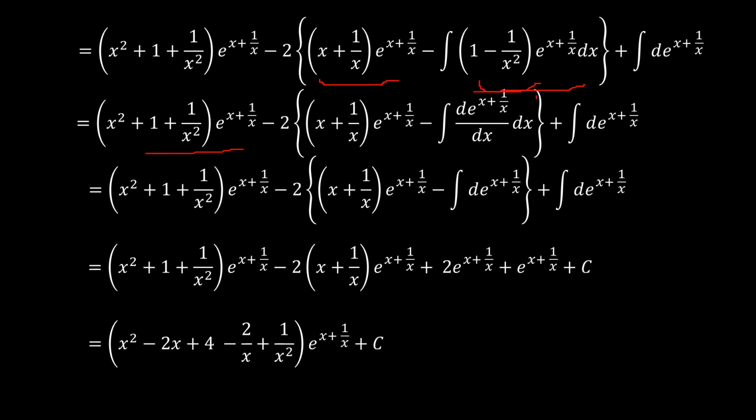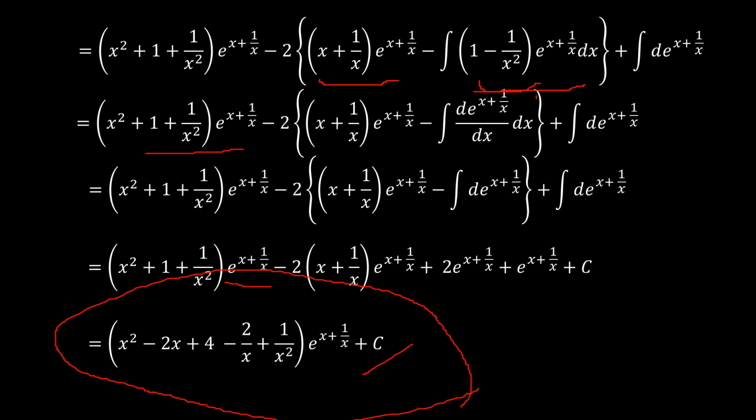Plus 1 plus 2 plus 1 is 4, minus the negative 1 over x, so this is 2 over x, and then the x squared term here remains the same, times this value that is common to all these terms, e to the power x plus 1 over x, and then adding a constant. So this is the final answer. It was a little bit convoluted, but that's the final answer.